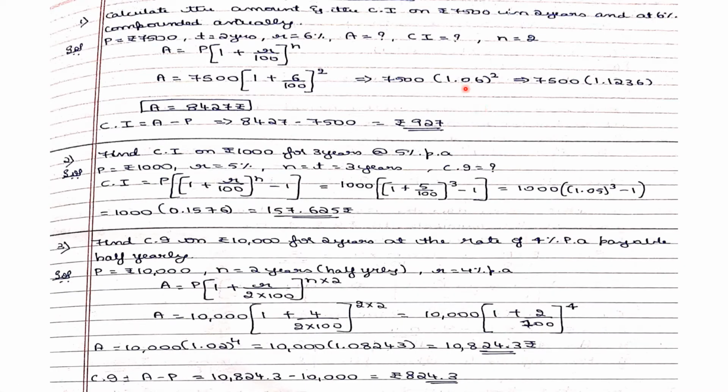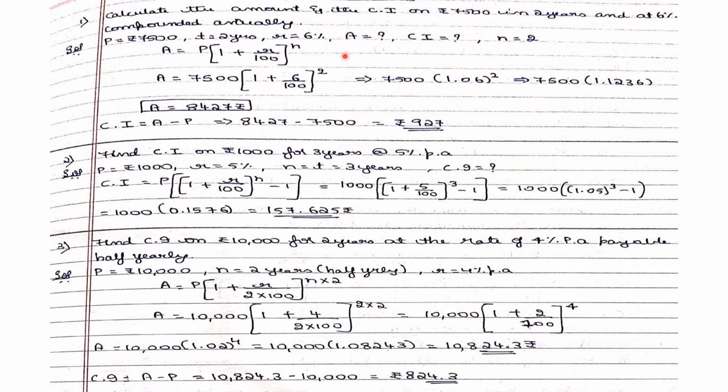Now we shall look at the problems. Calculate the amount and the compound interest on rupees 7,500. This 7,500 is the principal value. The time is 2 years, where years is equal to n, and the rate is 6% compounded annually. So the rate of interest is 6%.